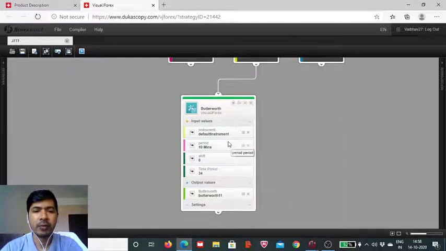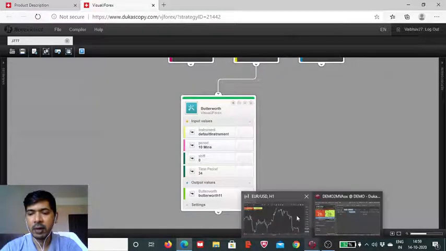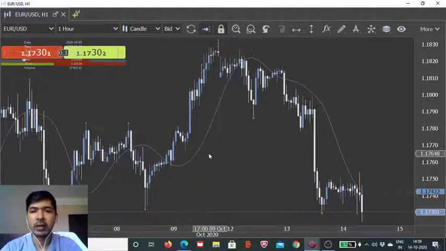So here we have to first define the default instrument, and then the candlestick period, then the look back period, and the time period for which the calculation is going to be done, or you can say the amount of candles which will be taken into consideration while calculating the final output value for this Butterworth filter. So we will plot this on the chart also.